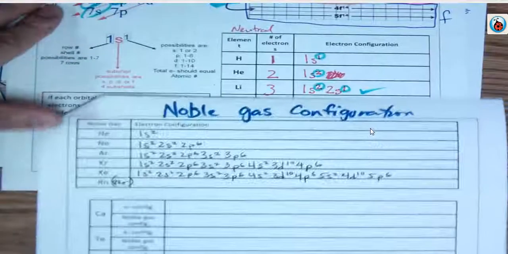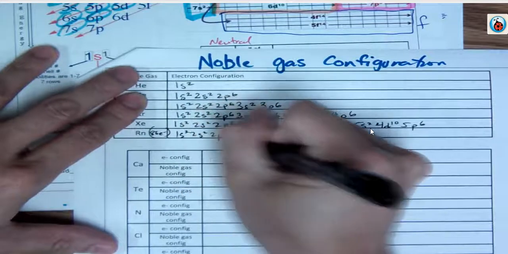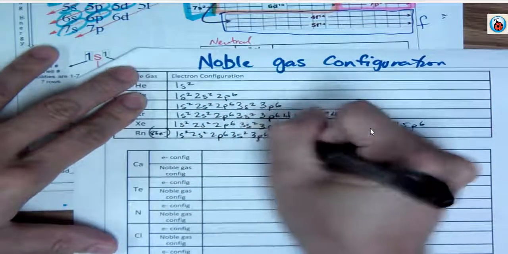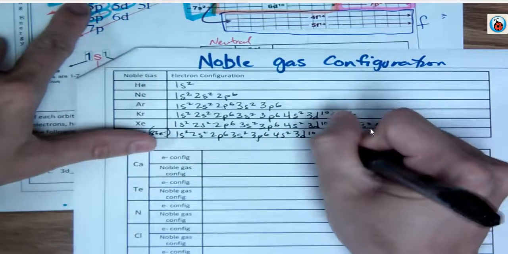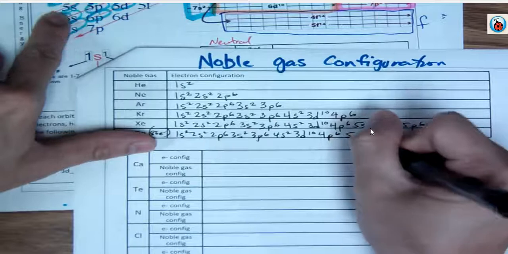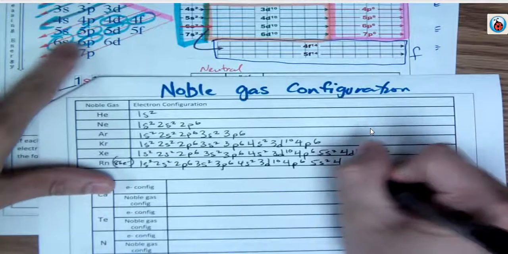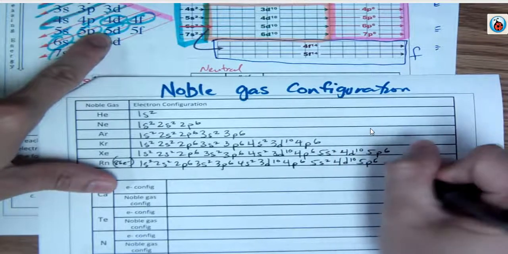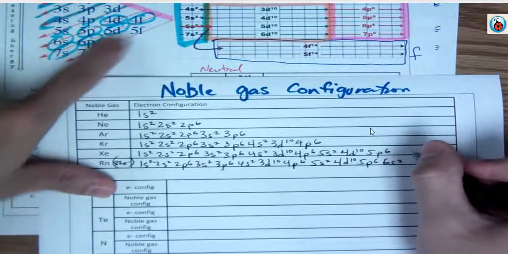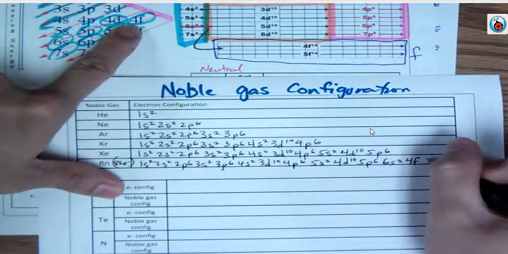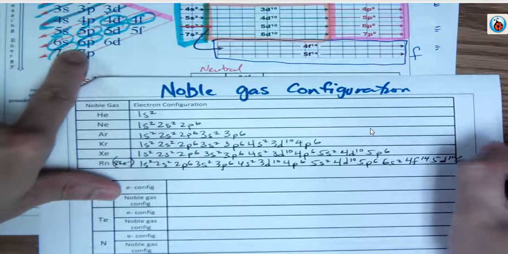It's a little trickier because it's a lot longer. So 1s2, 2s2, 2p6, 3s2, 3p6, 4s2, 3d10, after 3d is 4p6, 5s2, 4d10, 5p6, 6s2, 6s. After 6s is back to the line, 4f. This is new. 4f14, 5d10, and then 6p6.